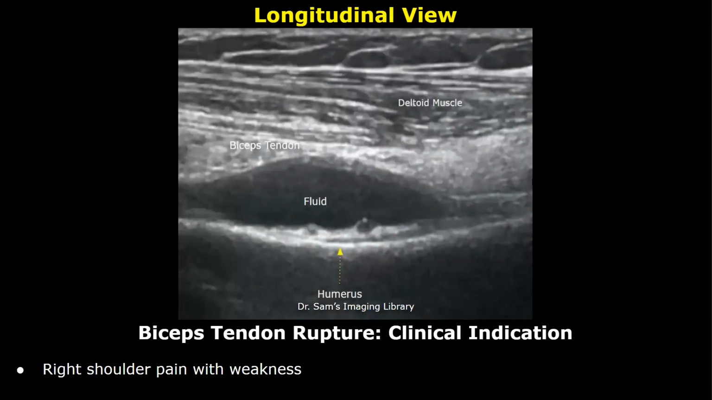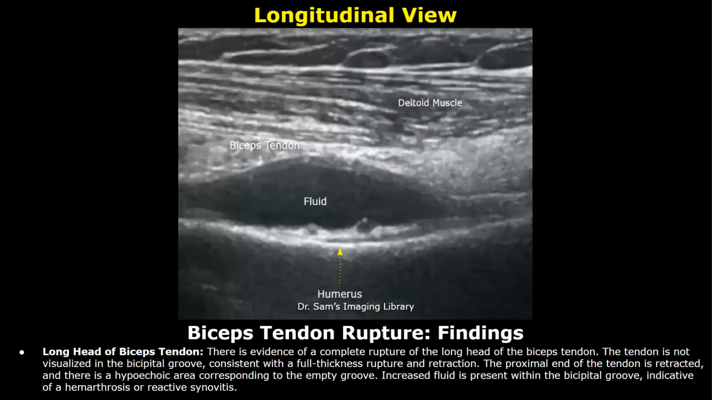This is a case of biceps tendon rupture. Clinical indication: right shoulder pain with weakness. Here are the findings. There is evidence of a complete rupture of the long head of the biceps tendon.